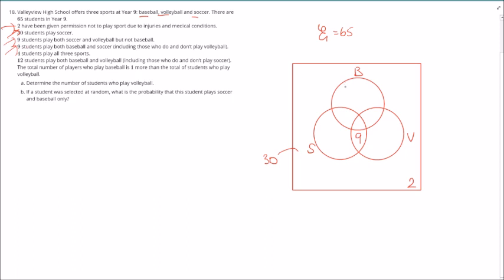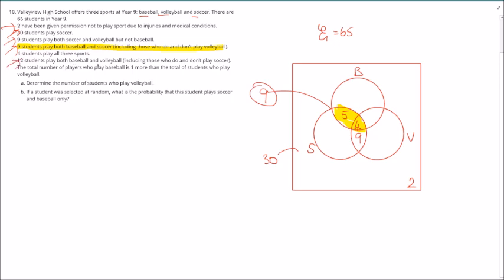9 play both baseball and soccer, but we don't know whether they do or don't play volleyball. So this one's a bit tricky. I want to highlight that one. So this is 9, and I'm going to put that there as 9. 4 students play all 3 sports, so 4 goes in here. So now, because of the 9, we know that that's 5.